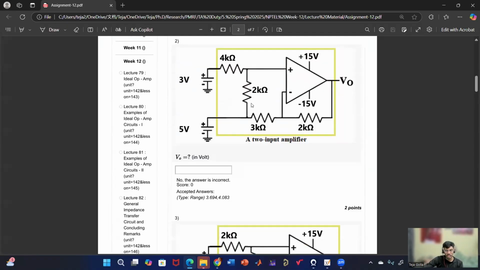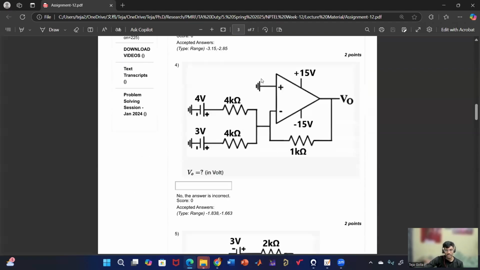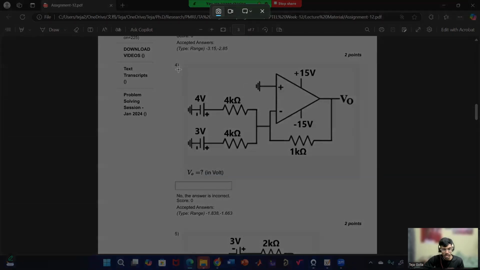But now that we have solved this, I'm pretty sure you'll be able to solve this also. We'll see if we have time, then we can come back and solve it. But let us not waste time on that. There are multiple other interesting problems, so we can solve them.